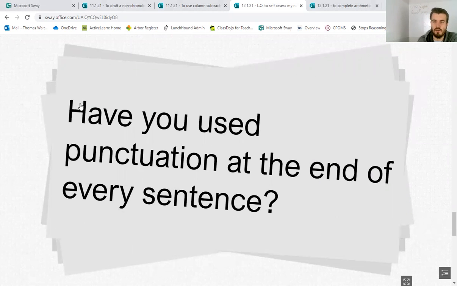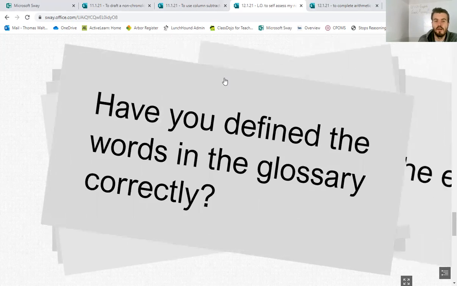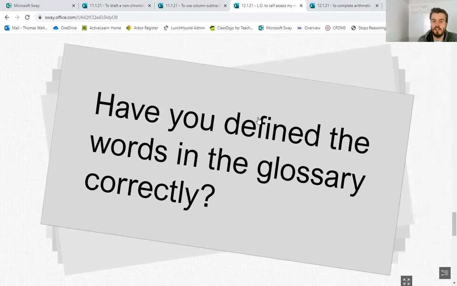Finally, or second to last, sorry, have you used punctuation at the end of every sentence? So exclamation marks, full stops, question marks, those kind of things that we really should be remembering by now, but just double check it for me near the end. And finally, have you defined the words in the glossary correctly? So have you got the right definitions? Do they make sense in terms of talking about space and Mars? Double check those definitions wherever you found them, be it online or in a dictionary.